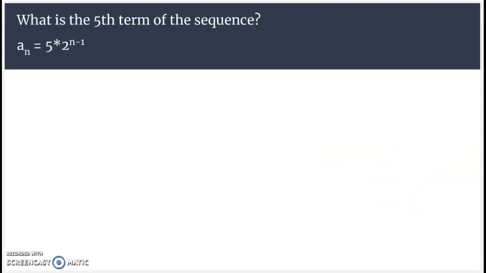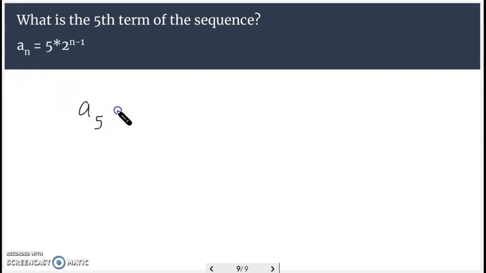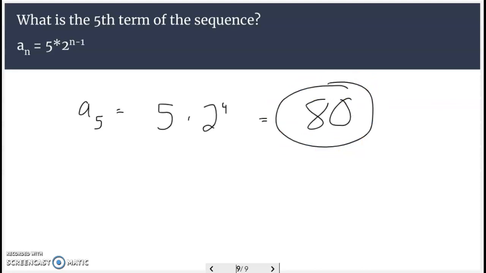All right, last one, another straight up problem. Term of the sequence, a geometric exponential sequence. For the 5th term, we put 5 in for n, and that's going to be 5 times 2 to the 4th power. 2 to the 4th is 16. 16 times 5 is 80. So the 5th term of this sequence is 80.